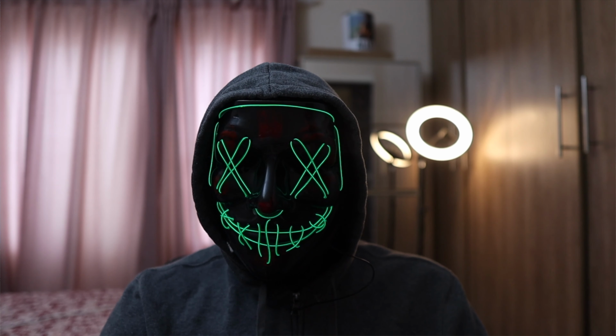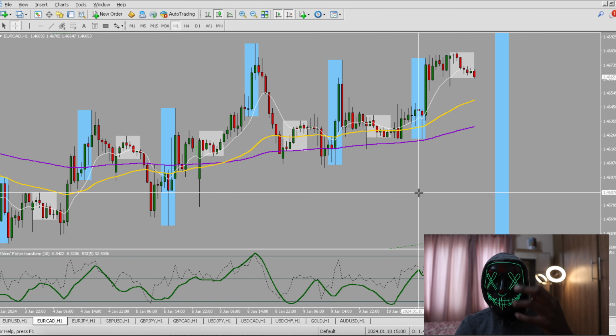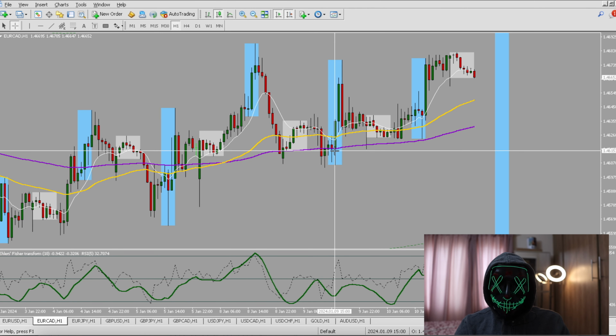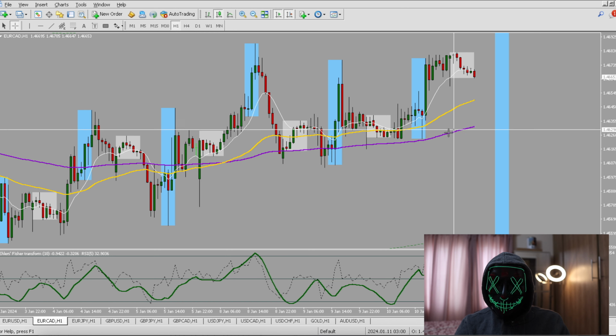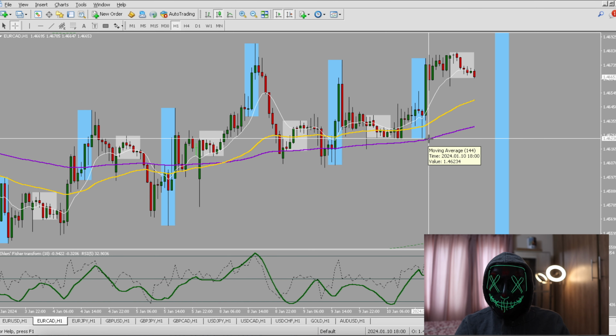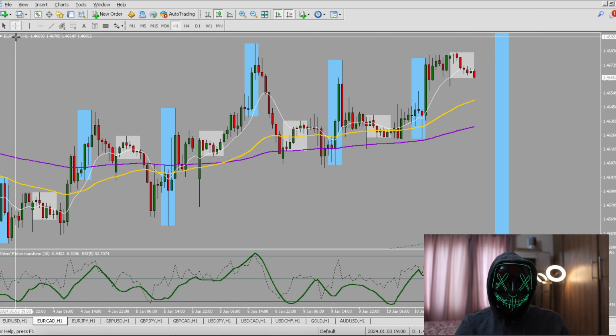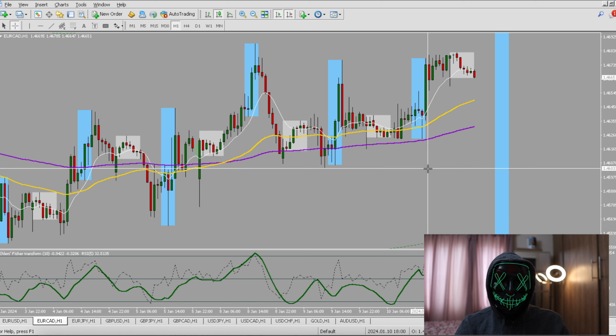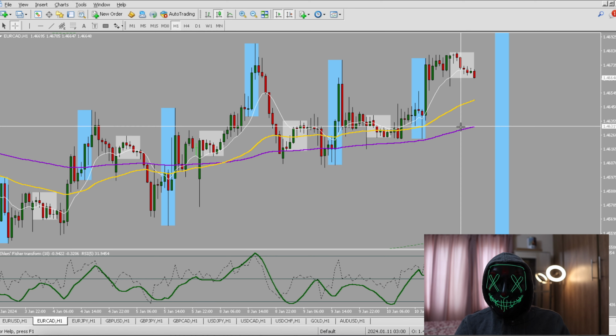Let's get into it. So three rules are needed for this trade. We're looking for buys because we are above this purple line, which is the 144 exponential moving average. The pair that I'm looking at is ECAD, as you guys can see here. Rule number 1 is met because we're above this purple line and we're looking for buys.